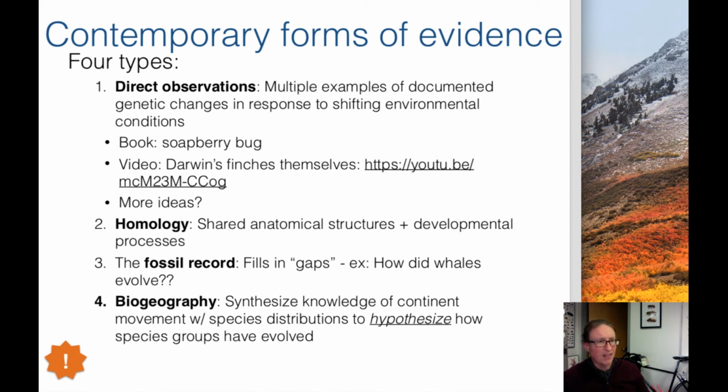And then the last form of evidence in support of these ideas comes from an arena called biogeography. So the field of biogeography involves bringing together our understanding of how the continents have moved through time with what we observe for species distributions in the world today to hypothesize about how different species groups might have evolved. And we're going to explore these forms of evidence in upcoming lecture videos.